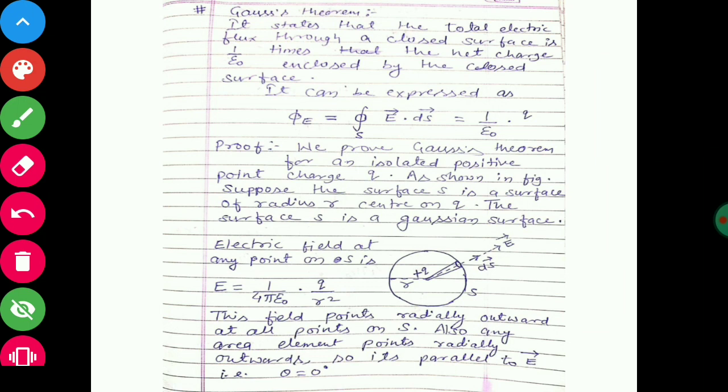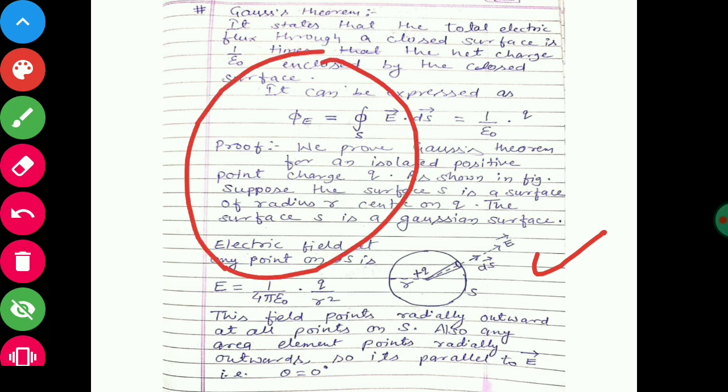Now we have to prove it. First, see the diagram. Here at the center of the spherical surface, plus Q charge is placed. The radius of the sphere is R. We take a small surface over there where we want to calculate the electric flux.